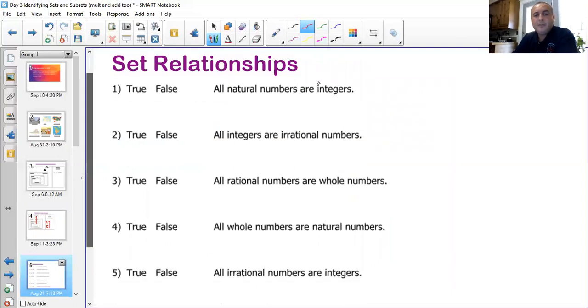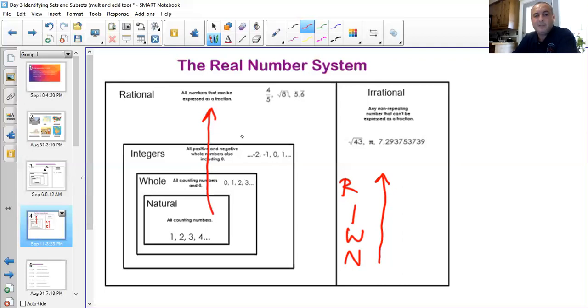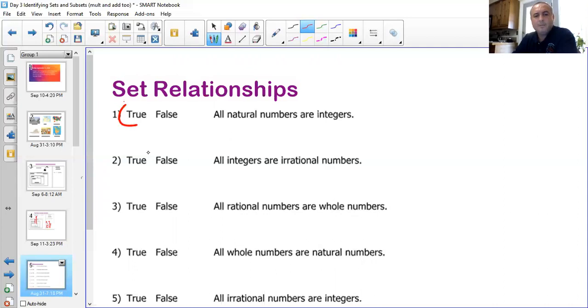So all natural numbers are integers. All natural numbers are integers. So I'm going to start here at natural, and I'm going to go to integers. As you can see, I'm going up. So this is going to be true. I start here at N, and I go up to integers. I don't know why I went all the way to rational, but the integers. So when we go to this one, true.